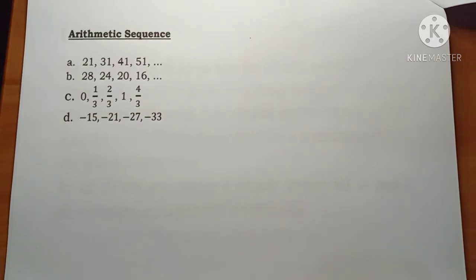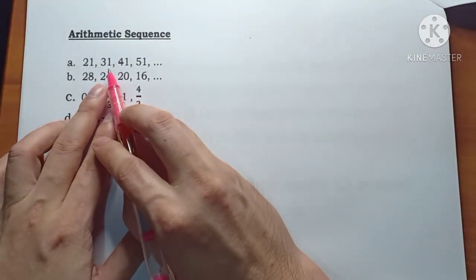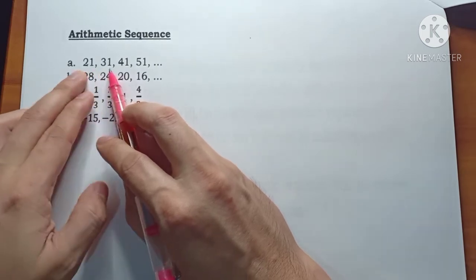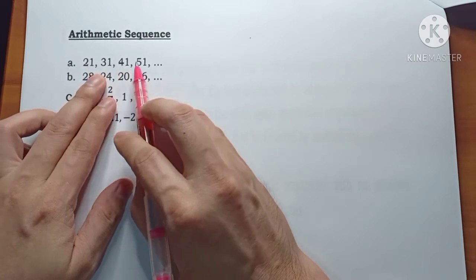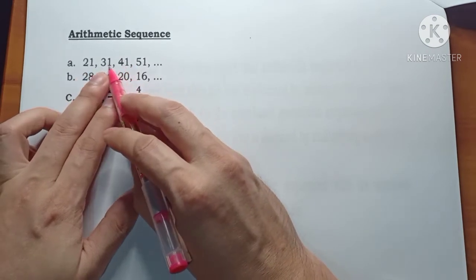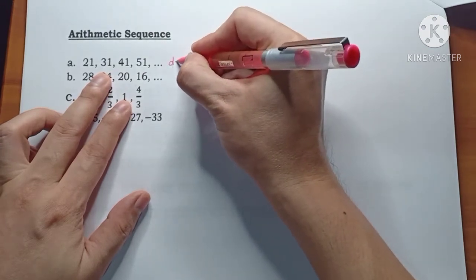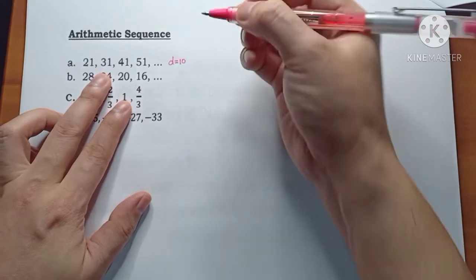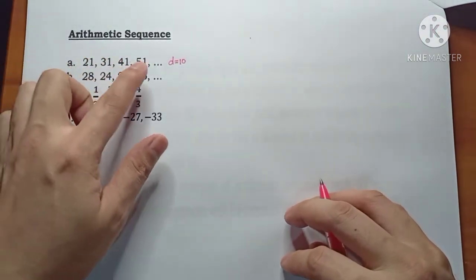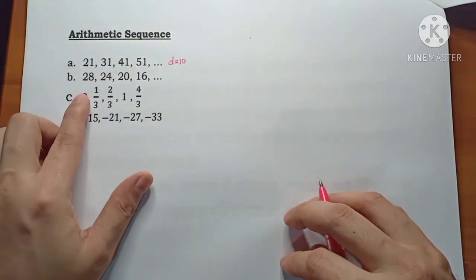So here are some examples of our arithmetic sequence. So, bakit nga ba siya naging arithmetic sequence? Kasi kung makuha natin ang kanyang common difference, so second minus the first, third minus the second, and fourth minus the third. So 31 minus 21 is 10, 41 minus 31 is 10, 51 minus 41 is 10. So ang common difference din dito ay 10. Kaya siya arithmetic sequence.